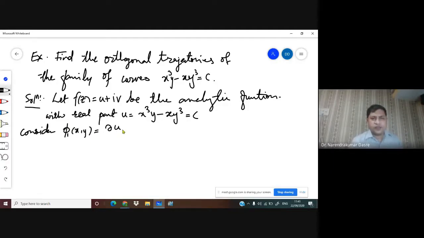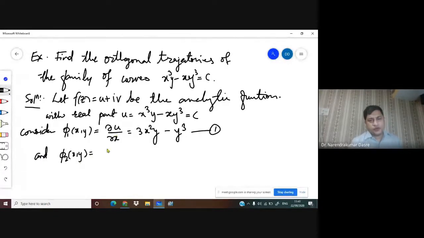So phi 1 is equal to del u by del x. This is going to be 3x square y minus y cube. Let this be equation 1. And we have phi 2 of x y is equal to del u by del y. This is going to be x cube minus 3x y square. Let this be equation 2.